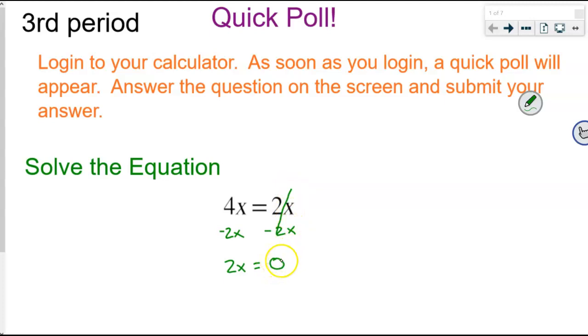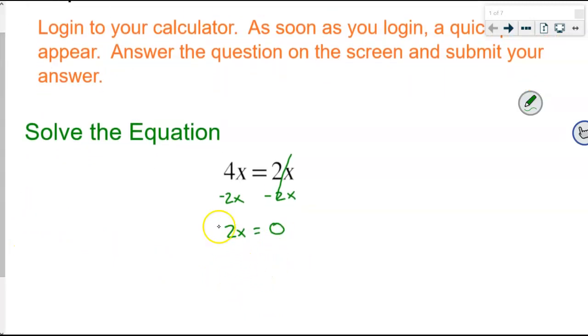I did have 3 students who typed this in. This is not a solution. X is not by itself. We don't know what x is when it says 2x equals 0. Finish solving the problem. If this were something like 2x equals 12, you would have to keep on solving. This is no different. 2x equals a number.